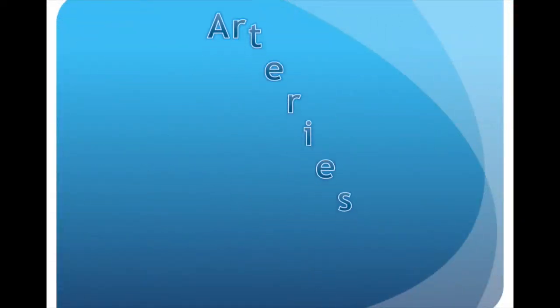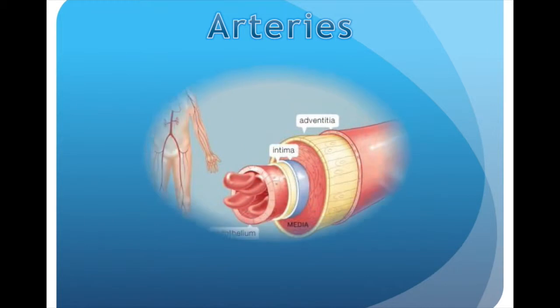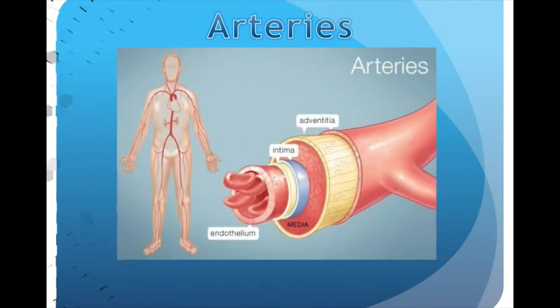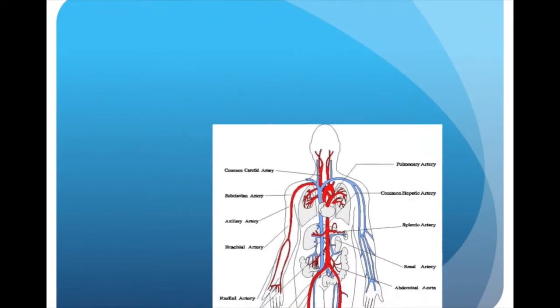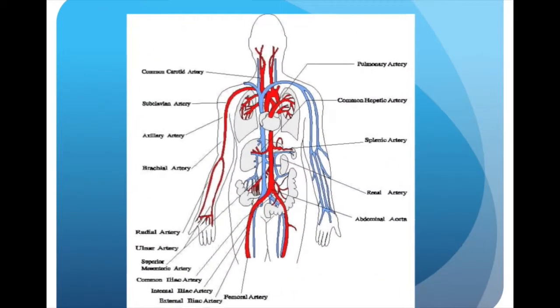Arteries transport blood away from the heart. There are two types of arteries, the pulmonary and the systemic. The aorta is the main systemic artery.